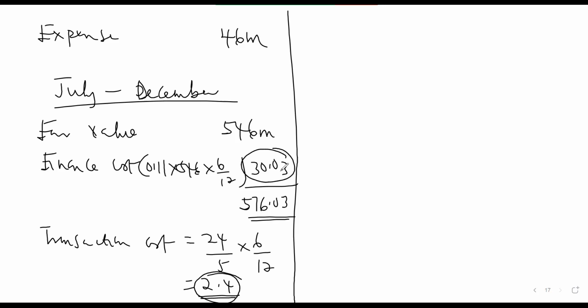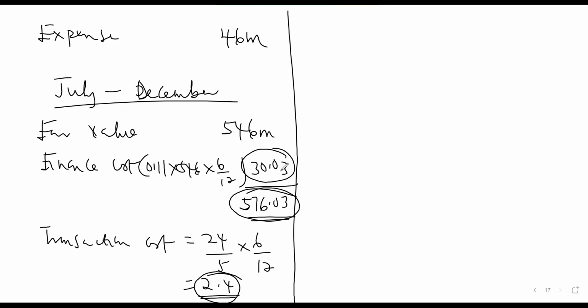So in the statement of profit or loss this year, you recognize the transaction cost of this figure and the amortization of the transaction cost. But in the statement of financial position, you will be showing your loan at 576.03, and you'll be showing your amortized transaction cost, which will be an asset, at 24 minus 2.4, which is 21.6.